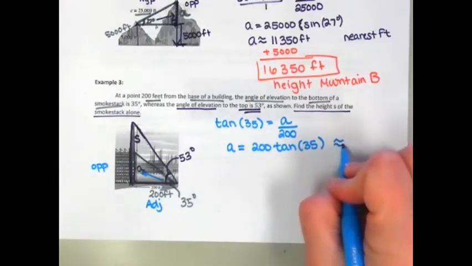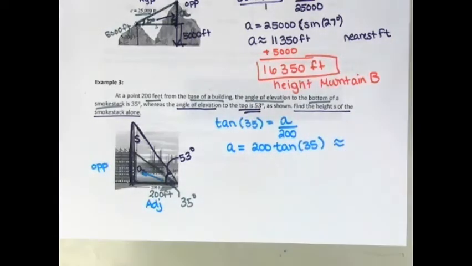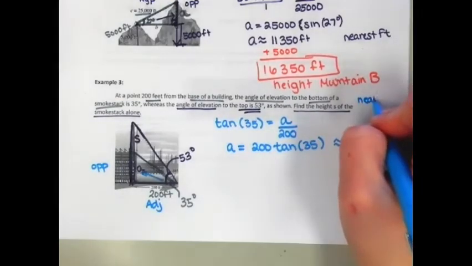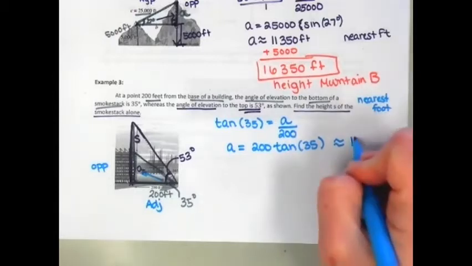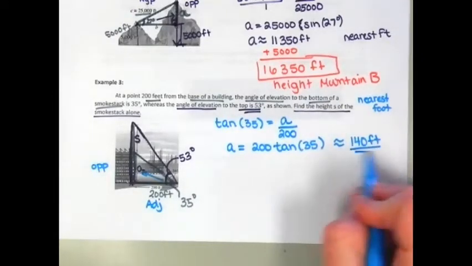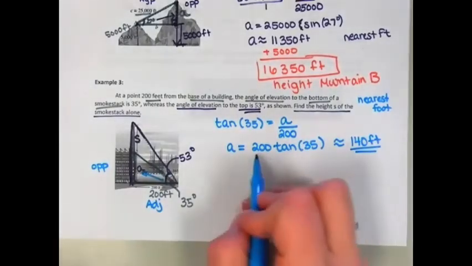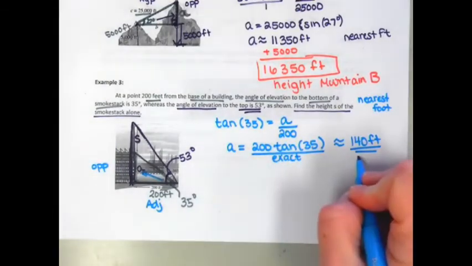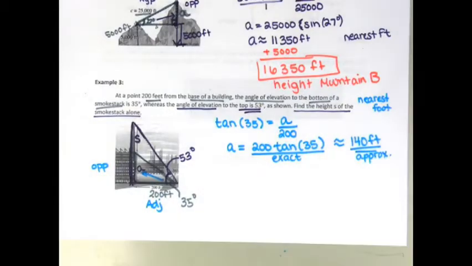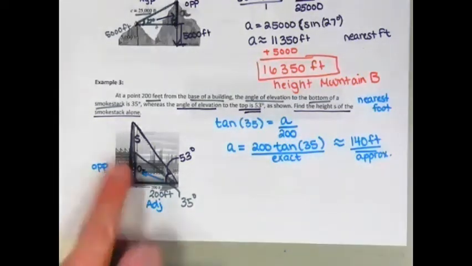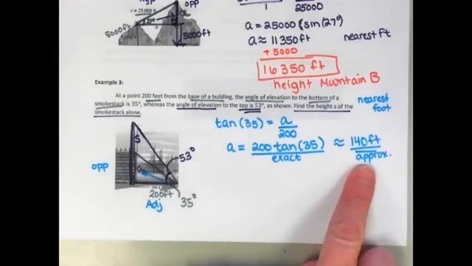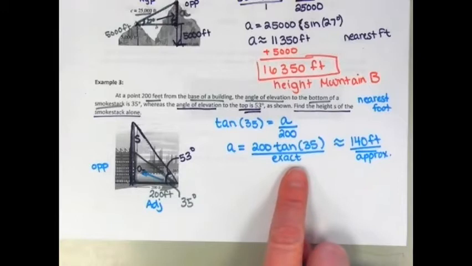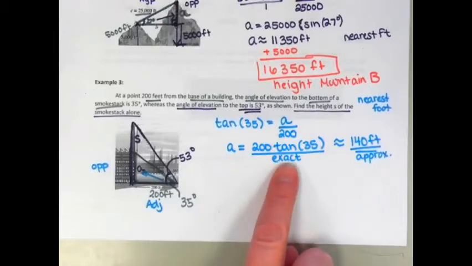Okay. So what do you guys approximately get for my height of the building? Let's go ahead and round to the nearest foot. Let's do the nearest foot. So 140 feet. Okay. So remember, 140 is an estimate. This 200 tan 35, isn't that my exact? So my exact and my approximate. You guys okay with that? All right. So now if I'm going to use A again, am I going to use my exact value or my approximate value? My exact value. Because you're using a calculator, so could I retype this in if I really wanted to?